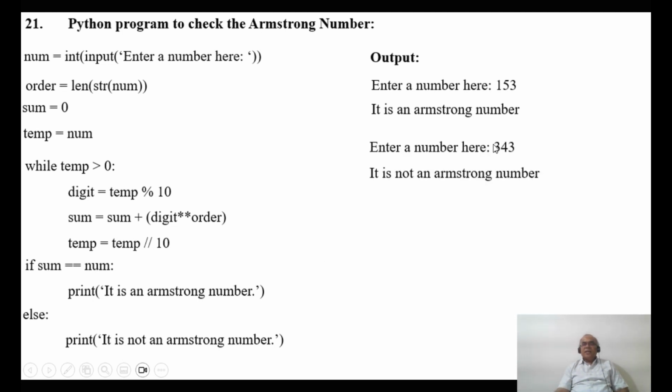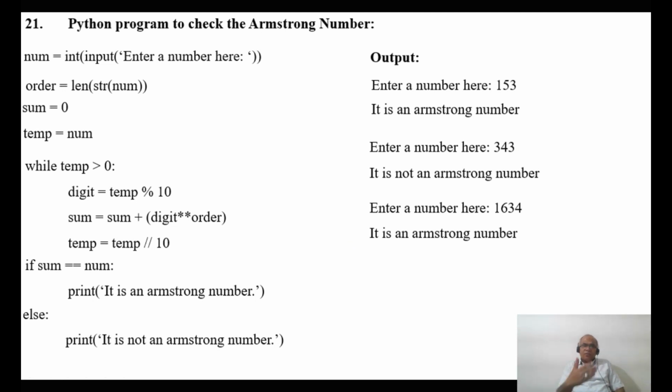Similarly, if you are taking 343, it's not an Armstrong number. Enter a number here, 1634. Again, it is an Armstrong number. We are going to see how this is explained.